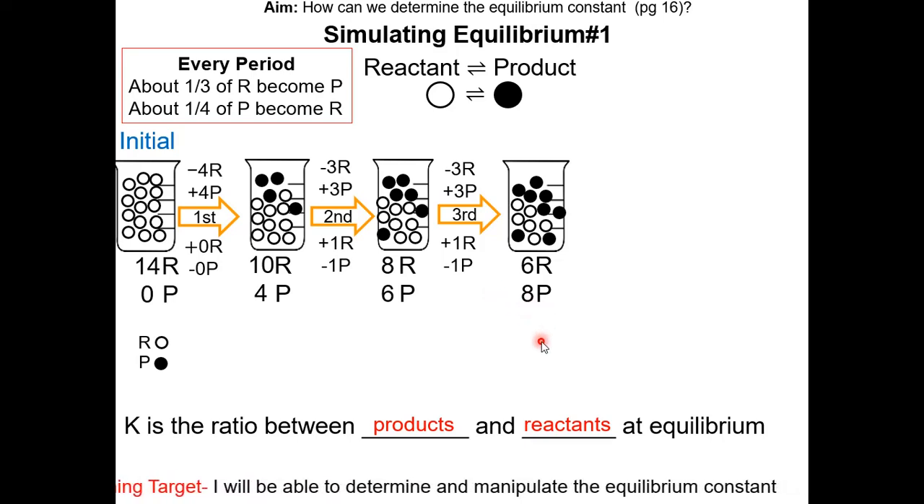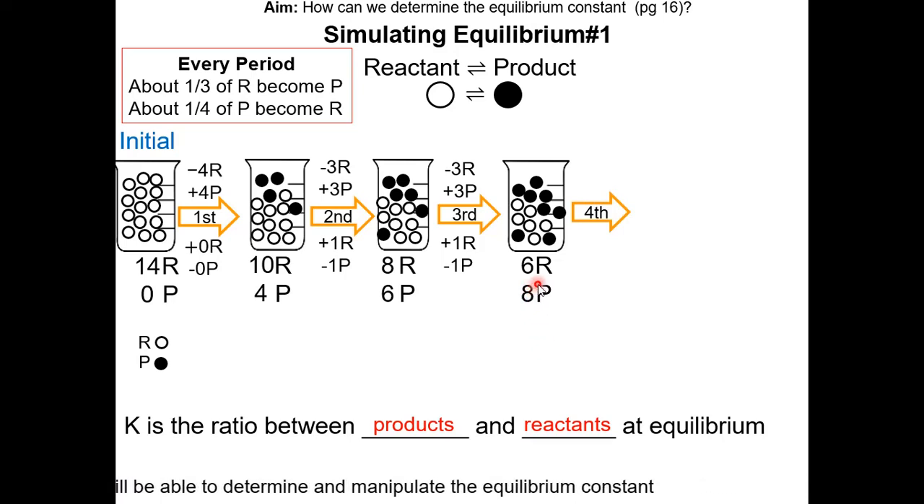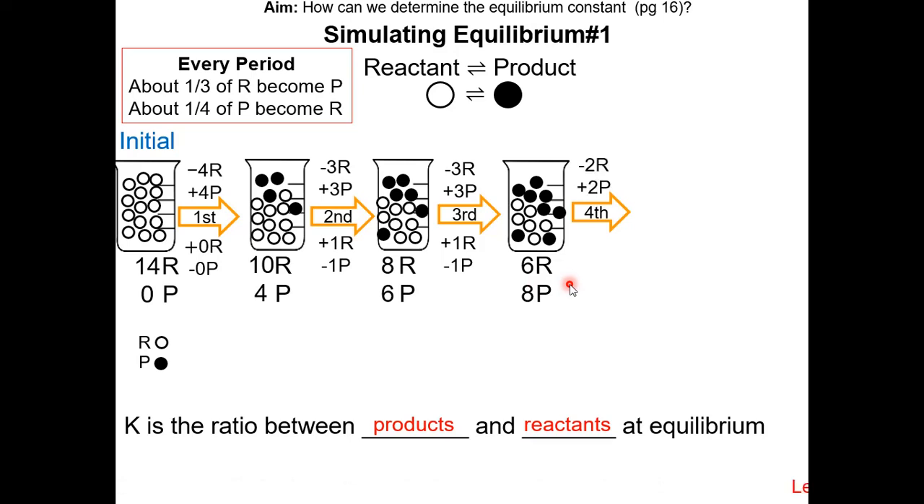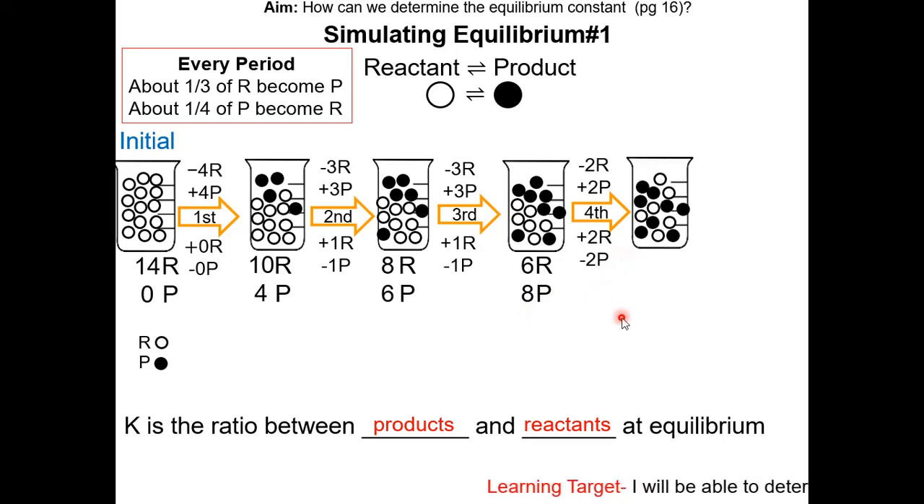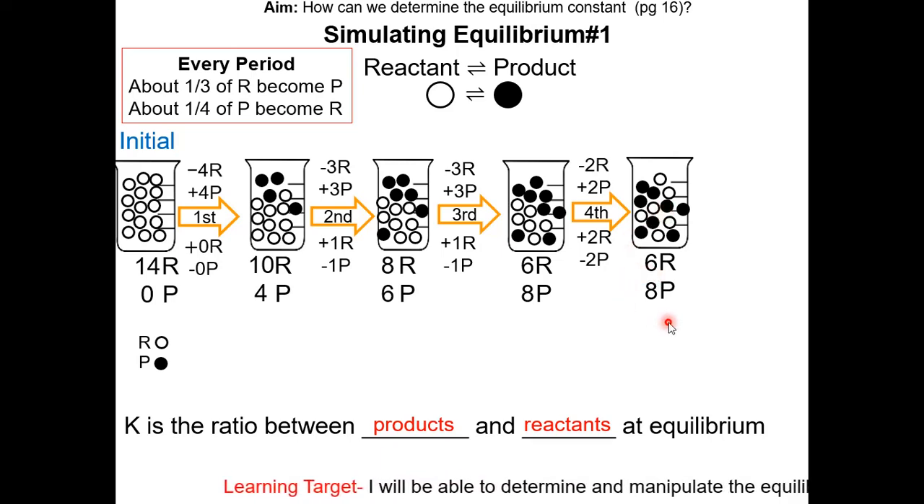As the reaction continues in the next period, for the forward reaction, about 1/3 of reactants become products. 1/3 of 6 is 2, so 2 reactants become products. In the reverse reaction, about 1/4 of products become reactants. 1/4 of 8 is 2, so 2 products become 2 reactants. In total, we still have 14 particles, 6 reactants, and 8 products. Notice there was change, but there was no net change. We still have the same amount of reactants and products, even though the reaction is still occurring.